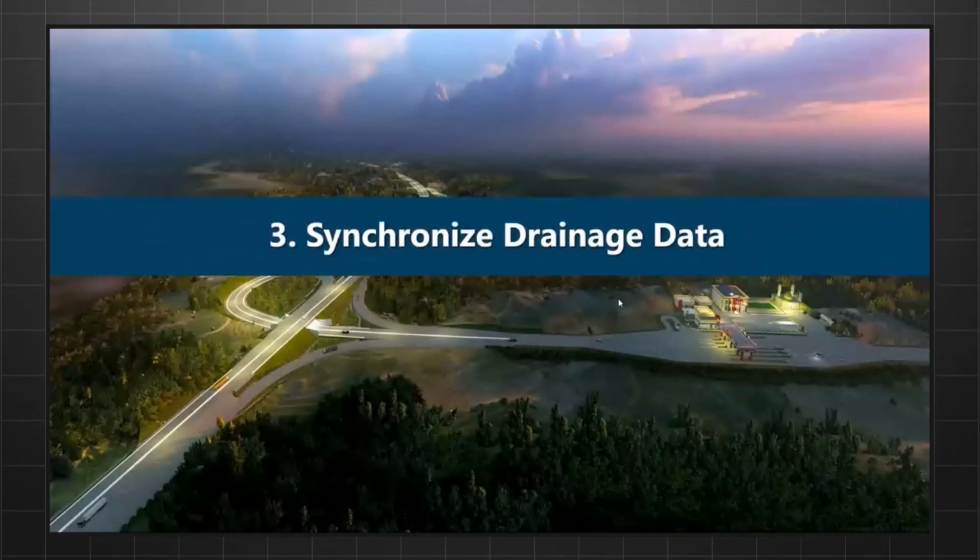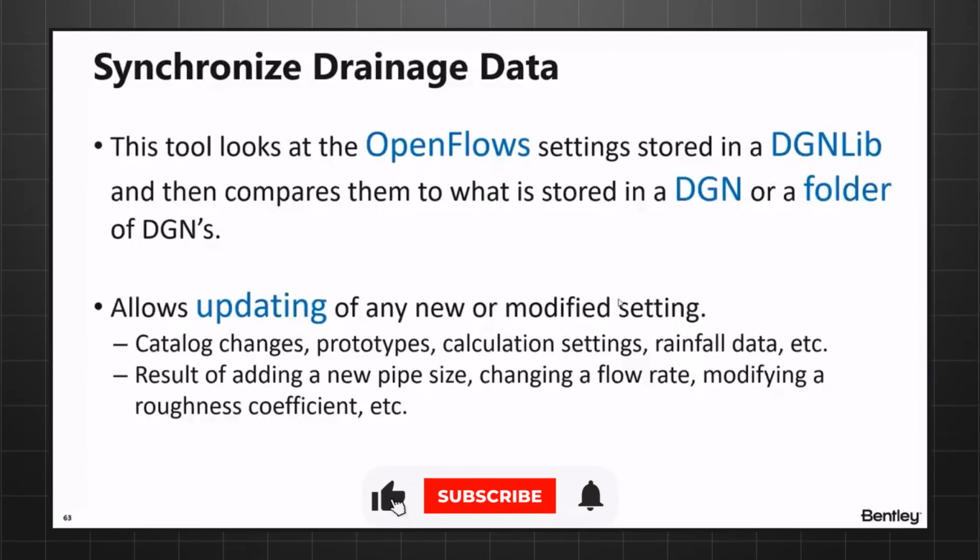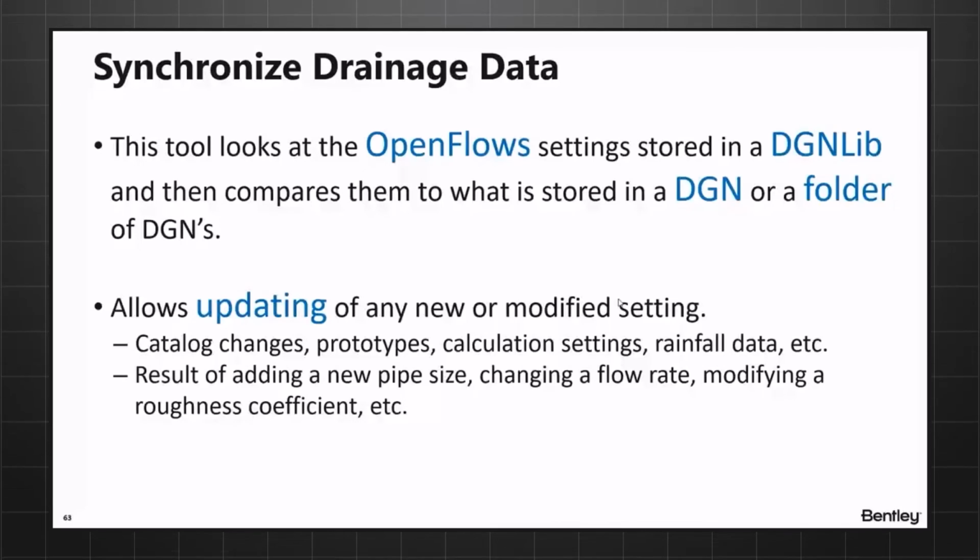Finally, there's one more tool to be aware of, and that is Synchronize Drainage Data. This tool looks at all of your OpenFlows settings in your DGN Live or in your workspace and compares them to what's in your DGN or a folder of DGNs. So, for example, let's say you've made changes in your workspace in the area of catalogs or prototypes, or maybe you've changed some rainfall data. Maybe you've added a new pipe size, or you've modified a flow rate or a roughness coefficient, and you want to apply those to your DGN. This is the tool that can be used to do that.